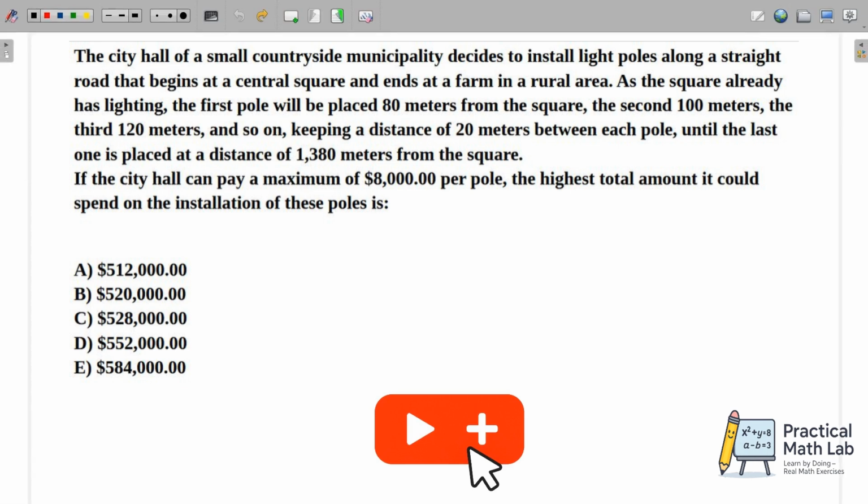Today we have a test question. Let's get started. The city hall of a small town in the countryside has decided to install light poles along a straight road that starts at a central square and ends at a farm in the rural area. Since the square is already lit, the first pole will be placed 80 meters from the square, the second at 100 meters, the third at 120 meters, and so on, always keeping a distance of 20 meters between the poles, until the last pole is placed at a distance of 1,380 meters from the square.